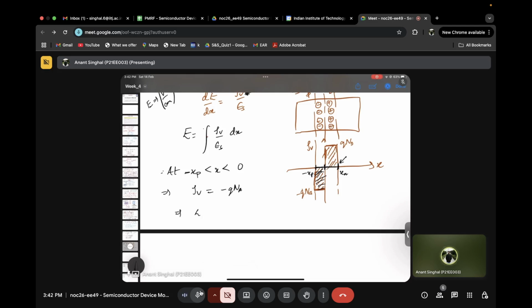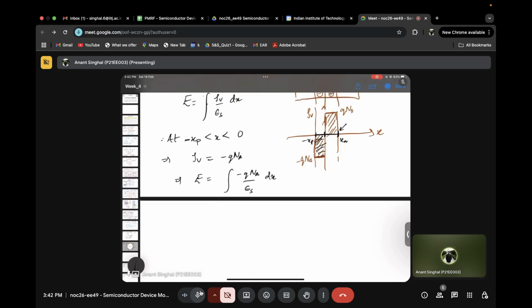So the electric field will be nothing but the integration of minus q Na over epsilon s dx. What will be the integration of 1? It would be x, right? So it is nothing but minus q Na over epsilon s, which is constant, times x plus some constant c1, let's say. Is this clear to everyone?